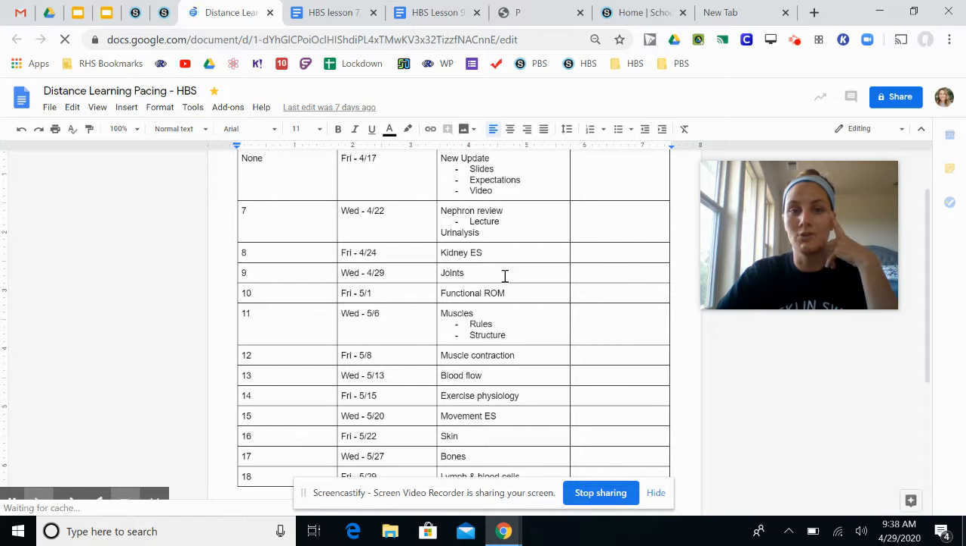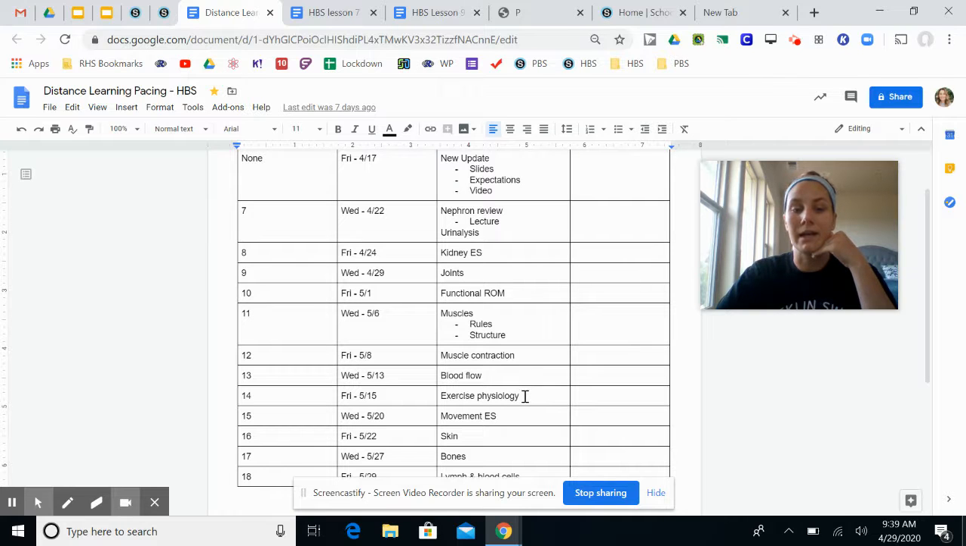So we're starting with the joints, and then we're going to go functional range of motion. We're going to talk about muscles and how muscles work and how muscles contract. And then the last 2 are blood flow, so the movement of blood flow, which is a little bit of a review. We've talked about veins and arteries and stuff like that before, and blood pressure, but we'll talk about that again for blood flow.